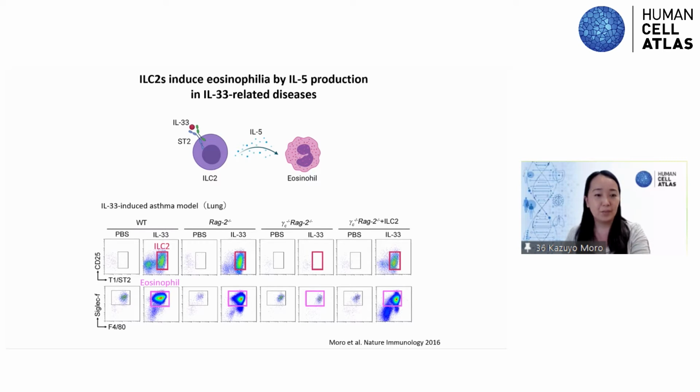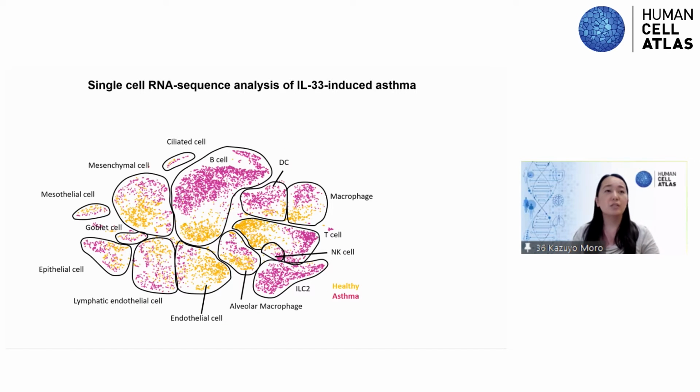When we inject ILC2 in the lung, we can see the eosinophilia, which means that ILC2 is a very important cell to induce eosinophilia. This is the single cell RNA sequence data in the same model, but as you can see here, you cannot find eosinophils. This is the ILC2 gate, but you cannot find eosinophils.